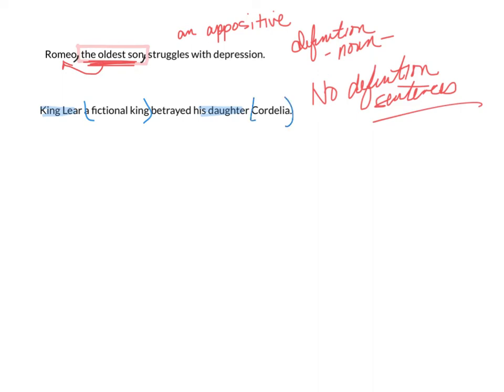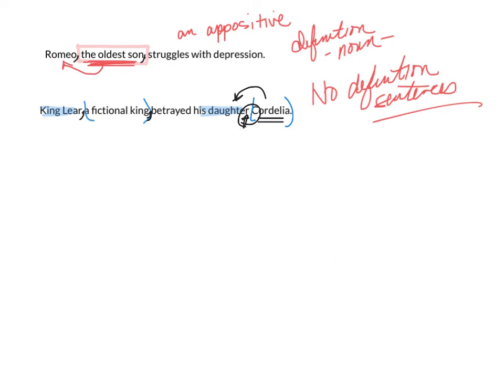But now I'm going to drive you a little crazy. King Lear, comma, a fictional king, comma, betrayed his daughter Cordelia. No comma. If an appositive is like one word, very short, and right next to whatever it's defining, that comma becomes optional. You can have it if you really want to set that off, or you can leave it out.